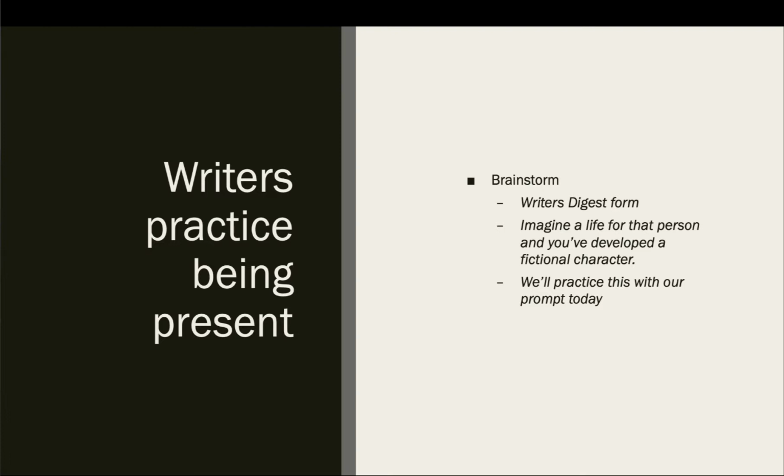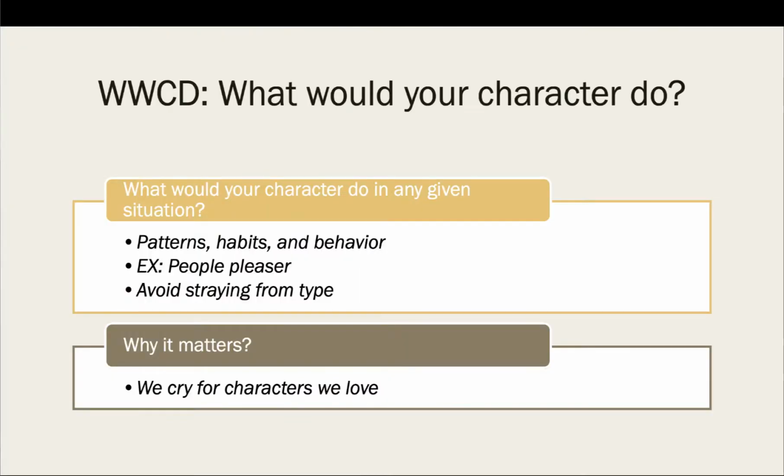So you can brainstorm your characters. You don't have to fill out the form, like I said, although I'll post in a moment here some links for you. Writer's Digest has several forms that you can use in the character and story development stage, and so I'll list that link for you. But what you're really doing is imagining a life for the person that you've developed as a fictional character. And so I have a prompt at the end that will work on practicing that. And to get there, you need to figure out, what would my character do?